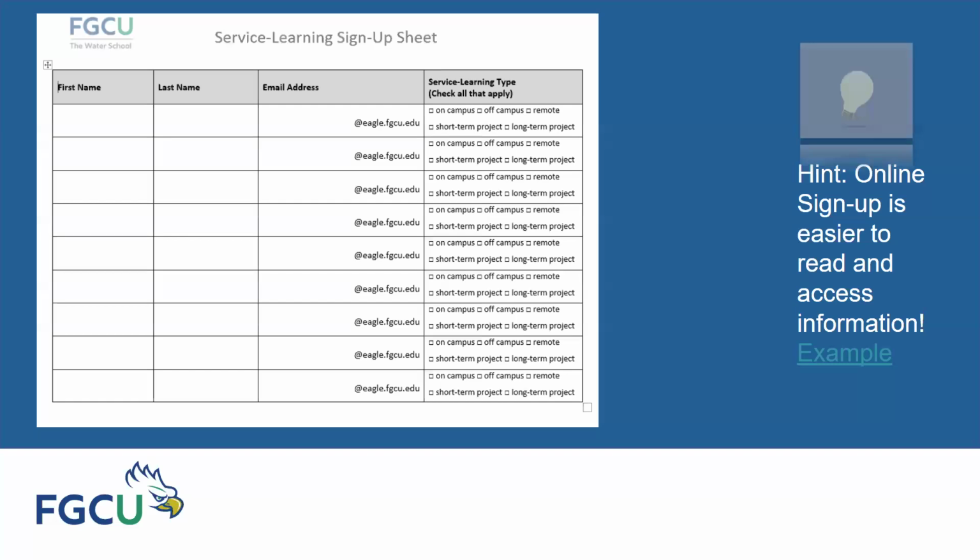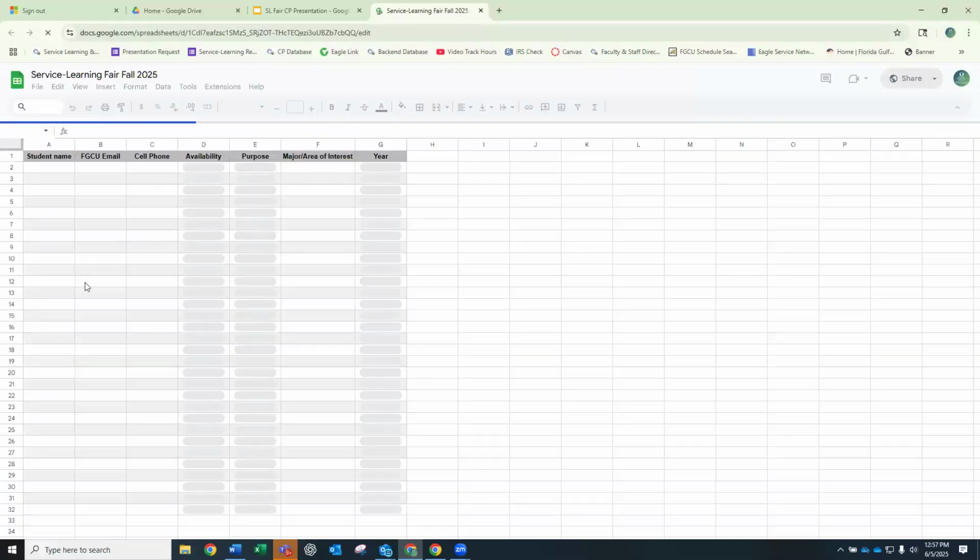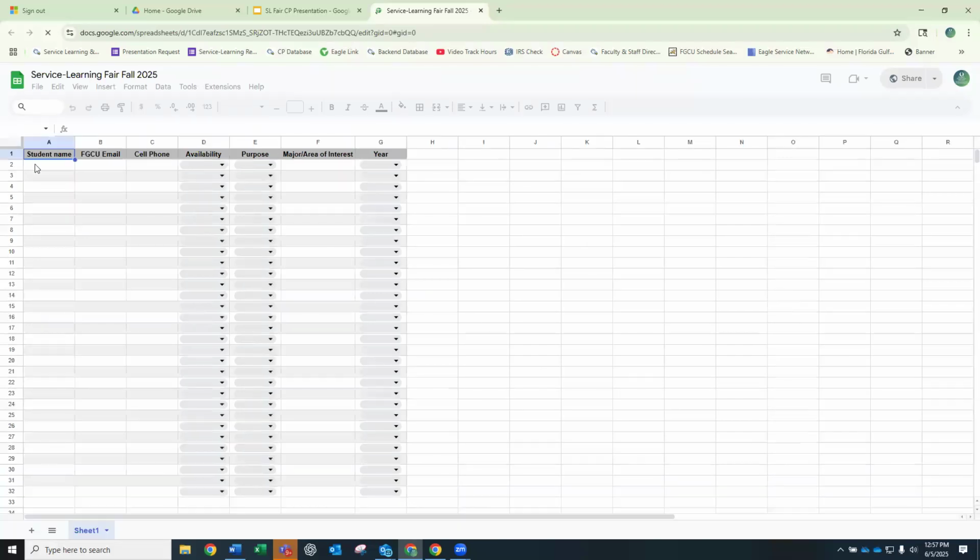You similarly may be meeting a lot of different students, and so you want to have a way to capture that data. Again, the water school uses this type of arrangement where they are asking first name, last name, email address, and the type of service learning they're looking for. You can also use something similar to what I have created here.